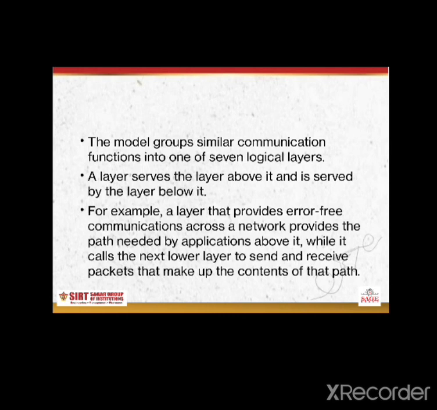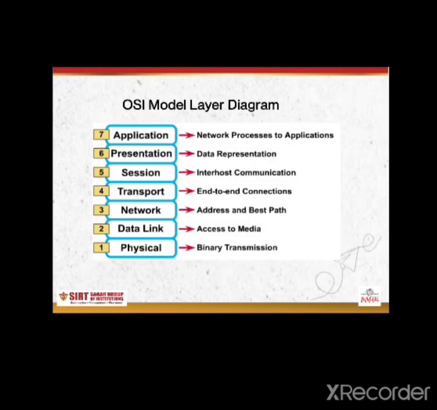As I have told you, it is a collection of layers. So in the OSI model, there are 7 types of layers. Every layer has different types of functions, which are different from the other layers. The layers provide error-free connections across networks, secure connections, and different types of functionalities. These 7 layers are the physical layer, data link layer, network layer, transport layer, session layer, presentation layer, and application layer. So this is the OSI model.